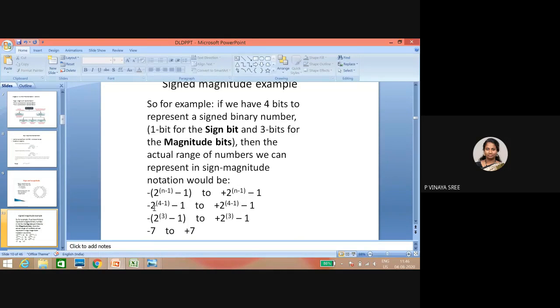So the number of bits used is 4. Number of bits used 4, minus 1 will be 3. So 2 power 3 is 8, and 8 minus 1 will be 7. I am considering n as 4, but minus 1 it will be 3, and 2 power 3 is 8. 8 minus 1 will be 7. So this is your range.